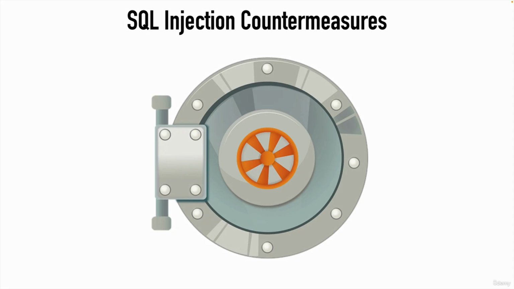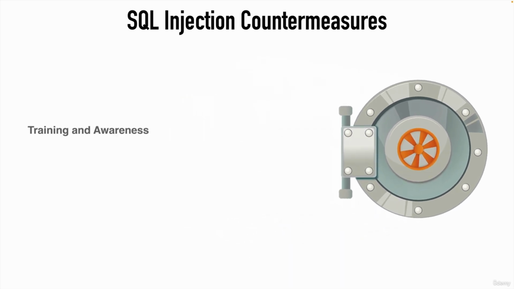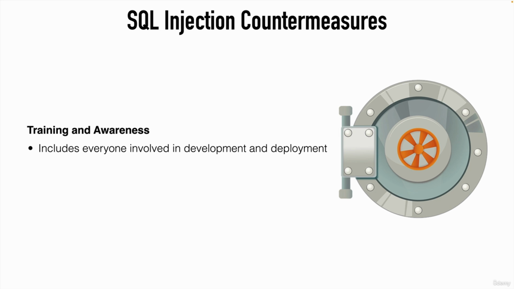As we've seen throughout this section, SQL injection attacks have a wide variety of techniques that will allow them to be successful. So let's go through some common countermeasures that we need to know about in order to protect web applications. The first consideration, as we've seen with many countermeasure categories, is training and awareness.